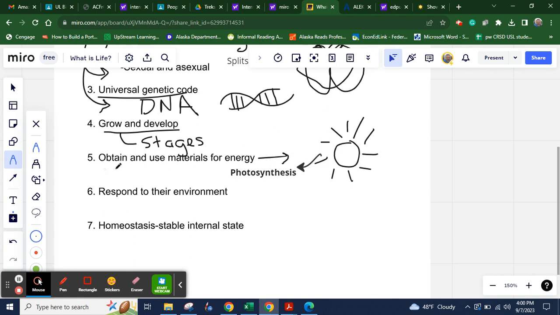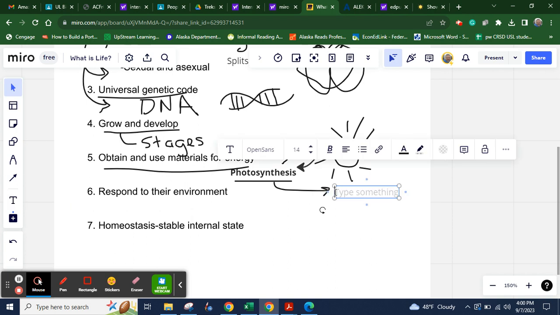So that's obtain and use materials for energy. And the main process we use, other than photosynthesis, and it's really the opposite, is called cellular respiration. We're going to learn about that in biology. So photosynthesis takes light from the sun and turns it into energy. Then cellular respiration takes that glucose, which photosynthesis makes, and turns it into energy. It's like the undoing of photosynthesis.